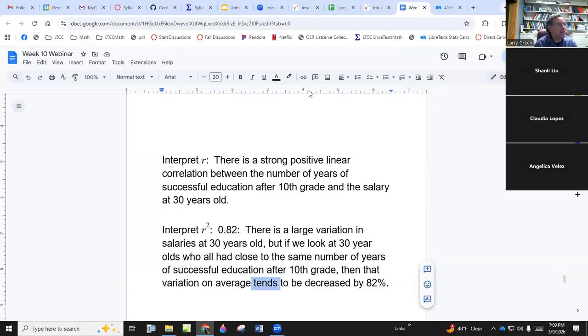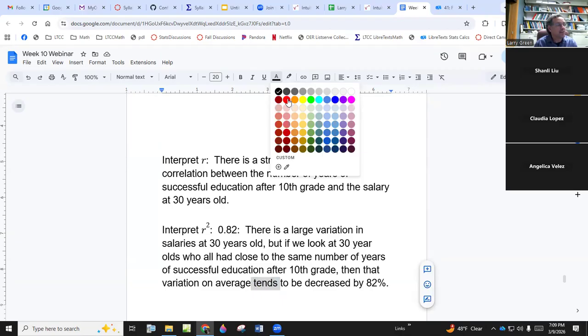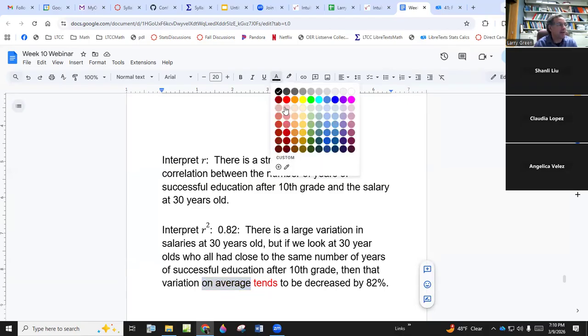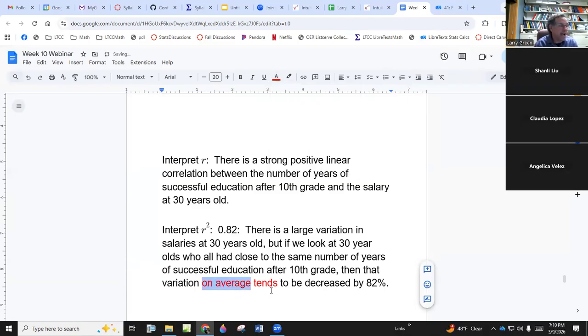Maybe I'll put that in red just so you know that's a word that you need to have or you lose points, by the way. And you also need to have that you're talking about an average. Okay, it's not any particular, it's an average. So on average tends to be decreased by 82%. Put that in your notes that when you're interpreting R squared, those words have to be there. You don't want to lose points. And the rest is template, but especially those words have to be there. The rest, you have to have the idea.